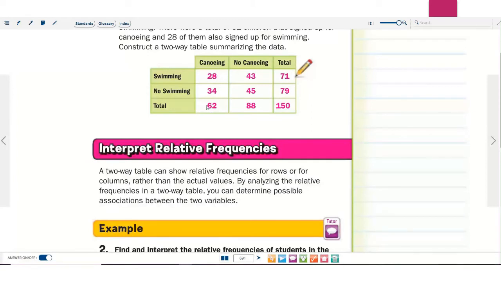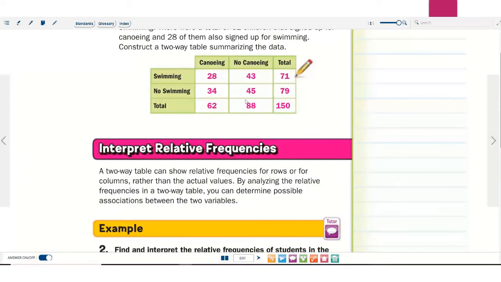So when I look at my first column of canoeing, I know I have 28 students who are going to be canoeing out of the total of 62. So I should be thinking 28 over 62 because it's a ratio, or 28 divided by 62. When you divide 28 by 62 on your calculator, you get 0.4516, so about 45% when we change that decimal to a percent, of those students would be canoeing out of the total. If I look at not canoeing, we know that's 43 out of 88. So again, I'm thinking the ratio of 43 over 88, so 43 divided by 88, and that gives me about 48%.